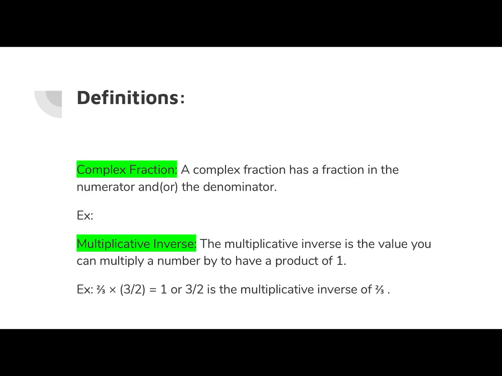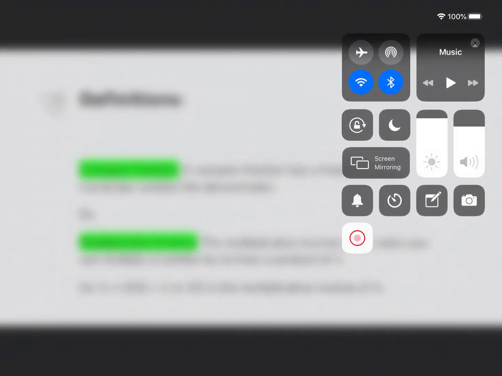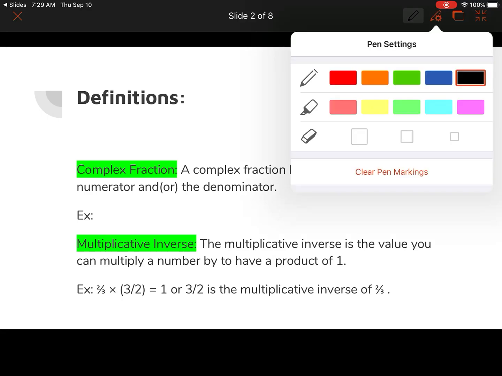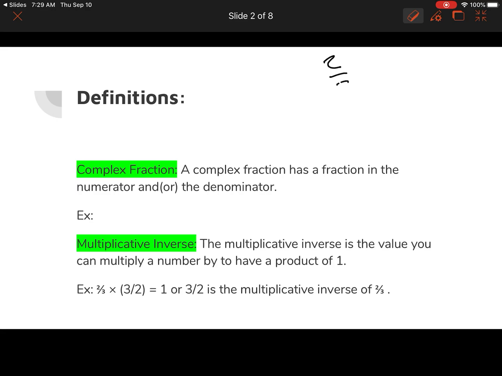The definition of a complex fraction is a fraction that has a fraction in the numerator and/or denominator. For example, if I were to write something like 2/3 divided by 5/5, this would be a complex fraction, right? Because we have a fraction in our numerator and we have a fraction in our denominator.